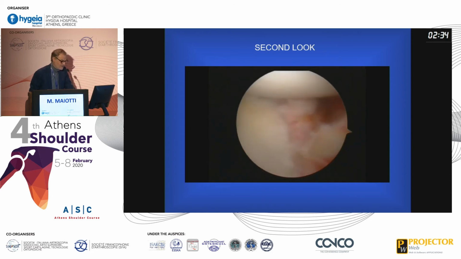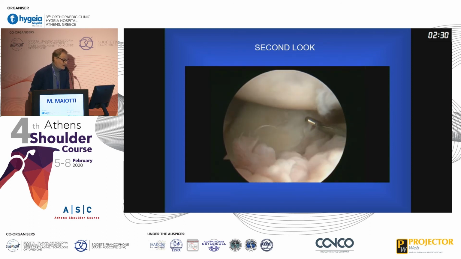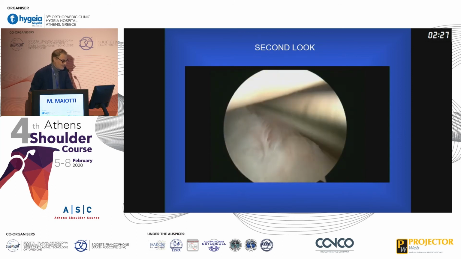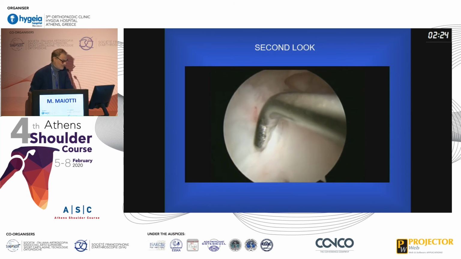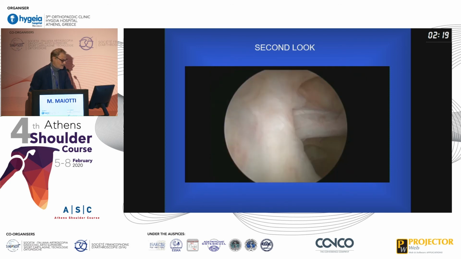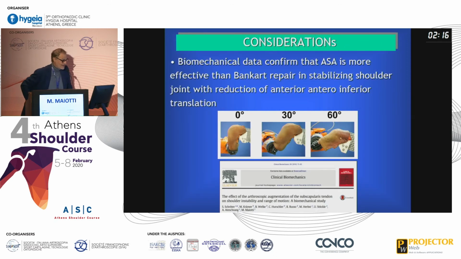Oh, this is before the surgery. Now, very, very strong labrum, very strong scar tissue on the north. Here you see it. You see this scar tissue very strong. So we did a biomechanical study, and our conclusion was that the ASA stabilized much better the anterior translation with respect to the Bankart repair.